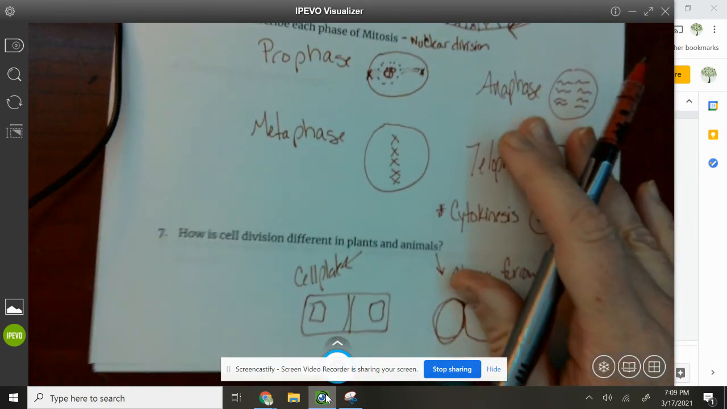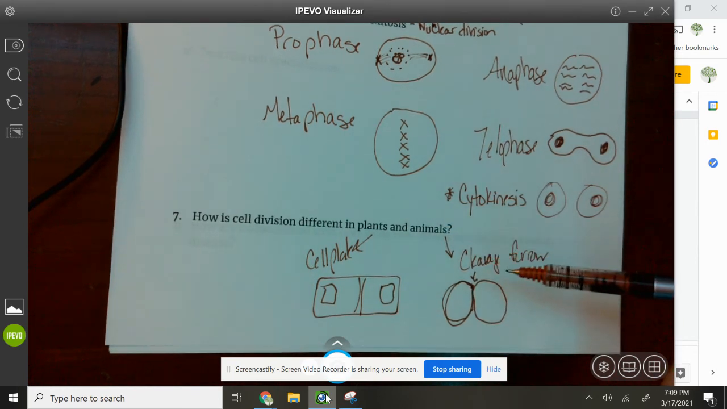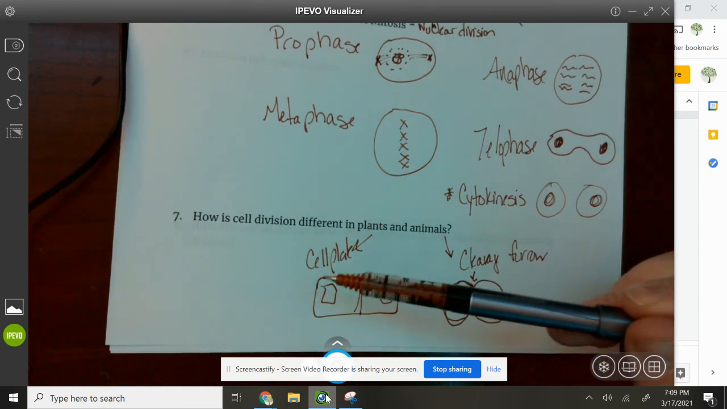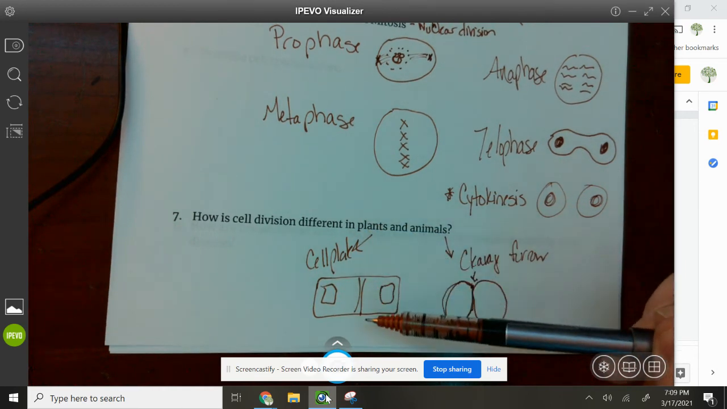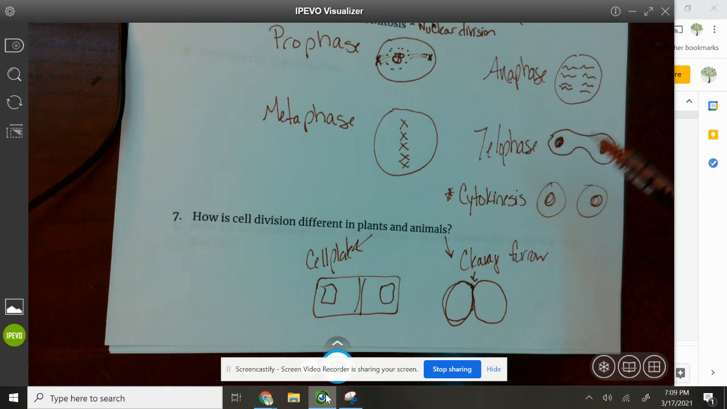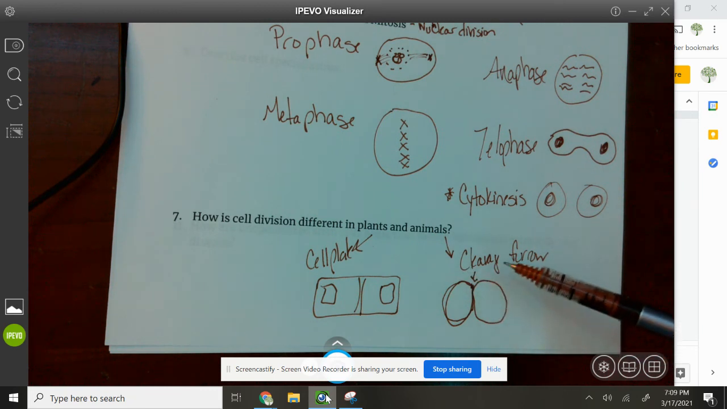So how is cell division different in plants and animals? Just embarrassing words for your biology teacher to have to say. In plants, you've got your nice cell plate. That makes so much sense. It's this little region that forms in between so the cell can nicely divide. In animals, it's a cleavage furrow. And that's what that looks like.